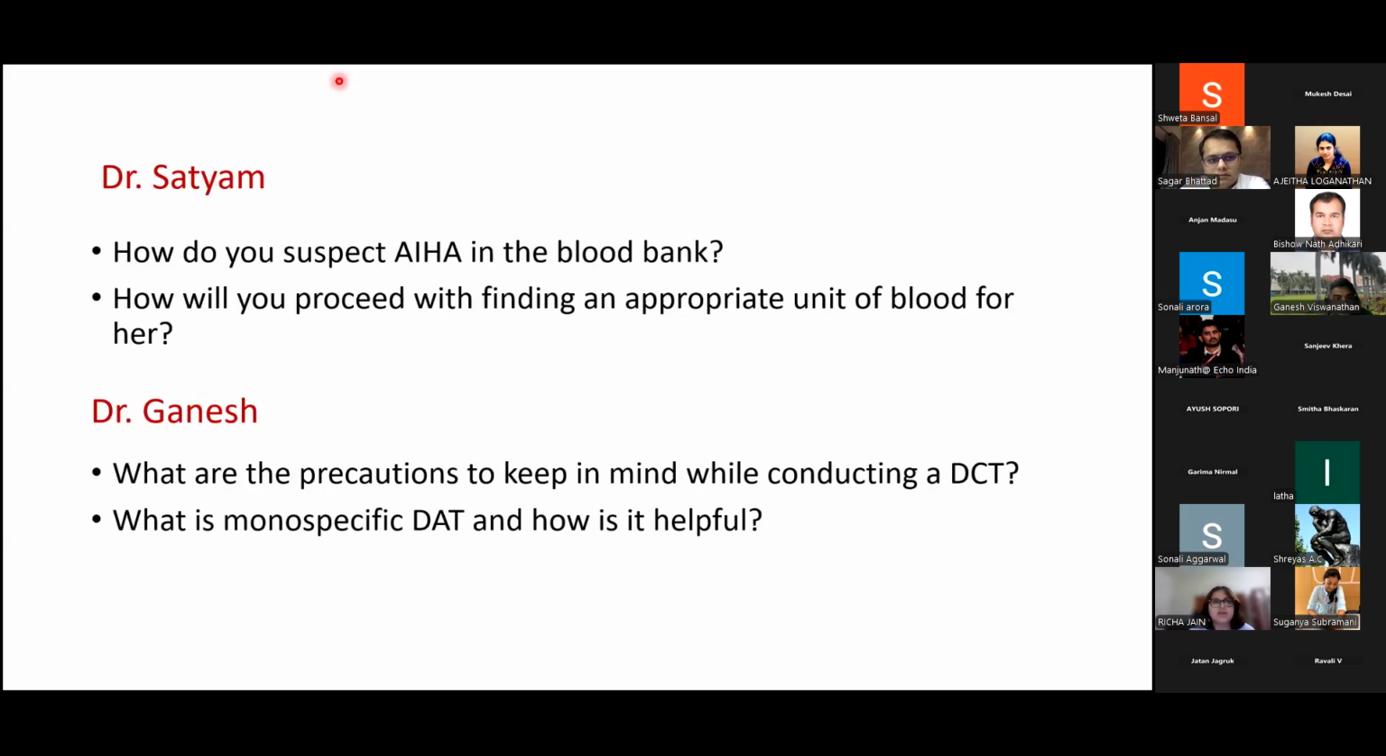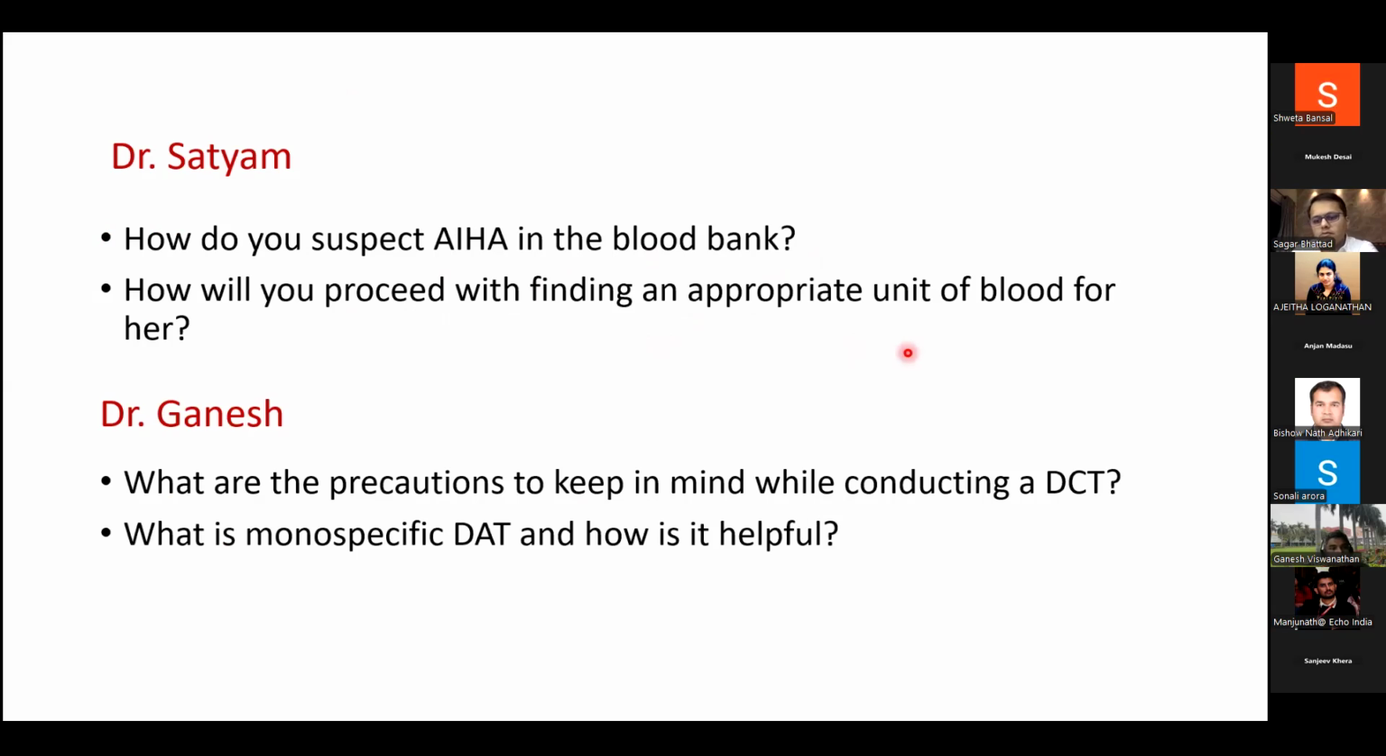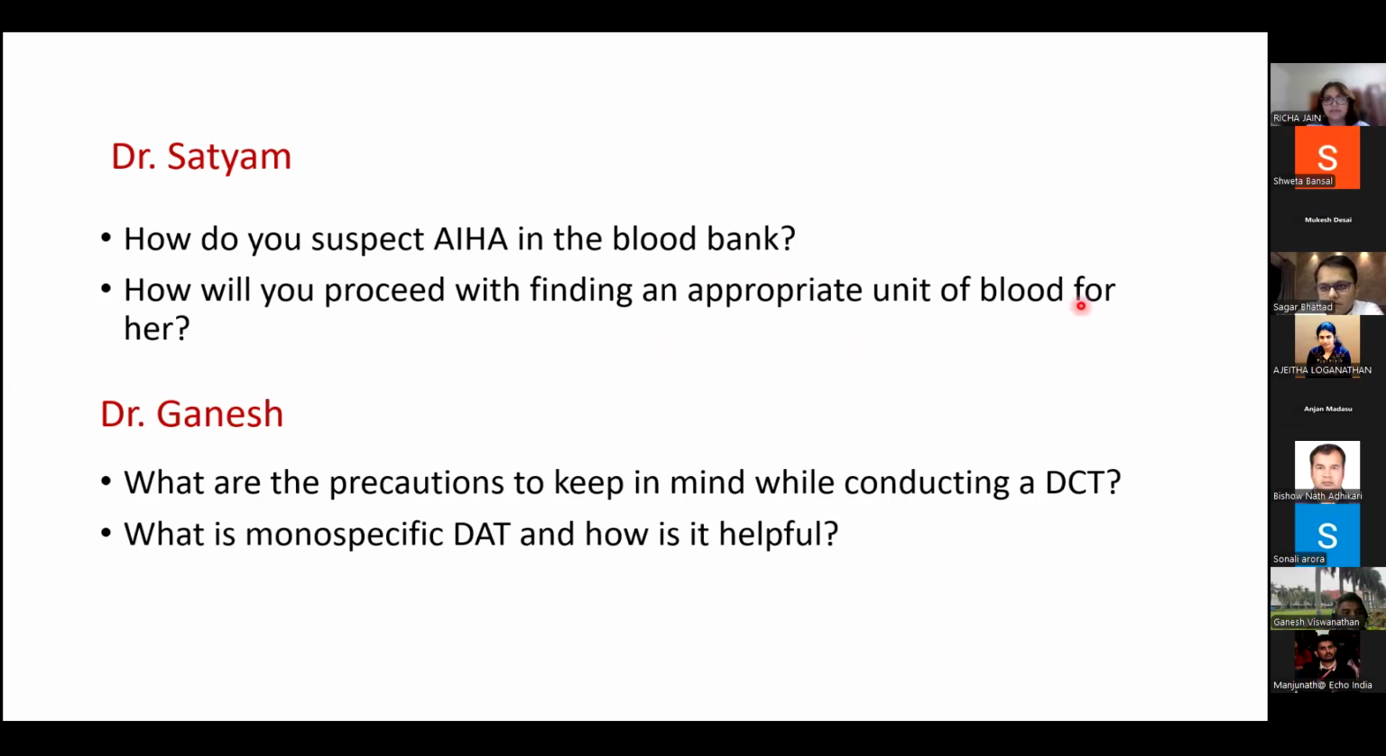So Dr. Satyam, I'll call on you at this point to ask you how you suspect AIHA when you get a sample in the blood bank, and how will you proceed with finding an appropriate unit of blood for this child with Hb of 2.3.